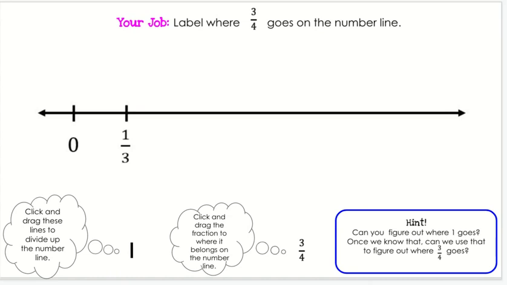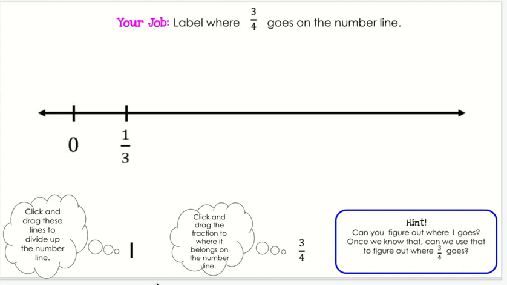Now we know there are a lot of different strategies that you can use to solve problems like this, so I'm just going to show you one. So the first thing I did was I made sure that I knew what the question was asking me. So I need to label where 3/4 goes on this number line. Then I see down here a hint. Can you figure out where 1 goes? Once we know that, can we use that to figure out where 3/4 goes?